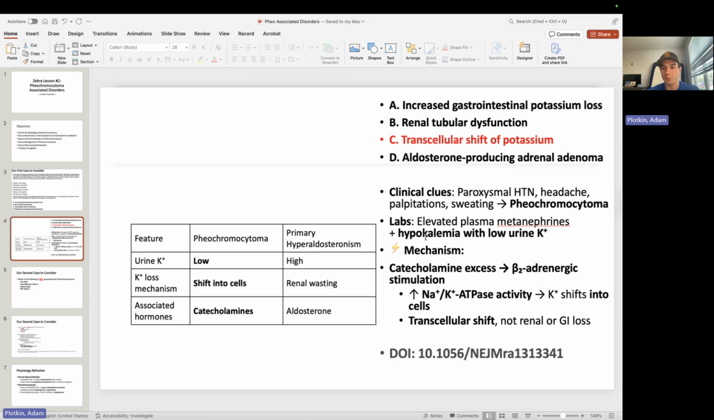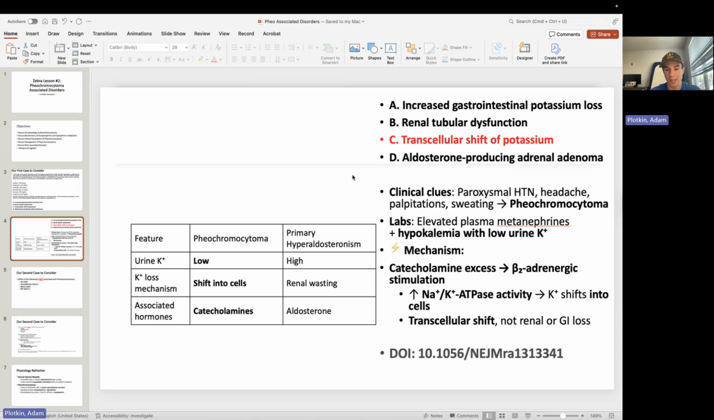So in the labs we'll see elevated plasma metanephrines. We're going to talk about these in a second. And then we can see hypokalemia with low urine potassium. The reason for this is that this catecholamine excess will bind to beta-2 adrenergic receptors, and that upregulates the sodium potassium ATPase, which shifts potassium into the cells. Remember, we pump 3 sodium out, 2 potassium in. This leads to a transcellular shift.